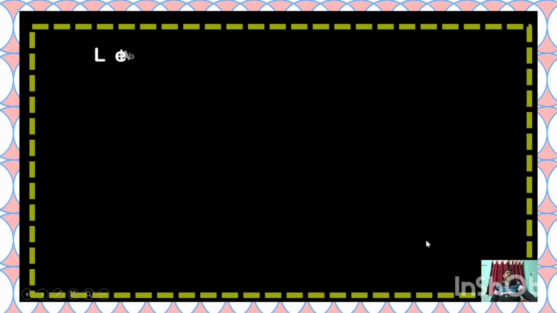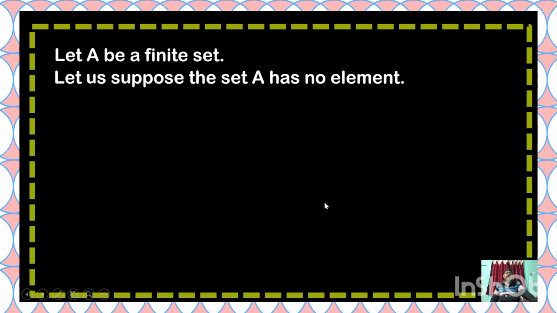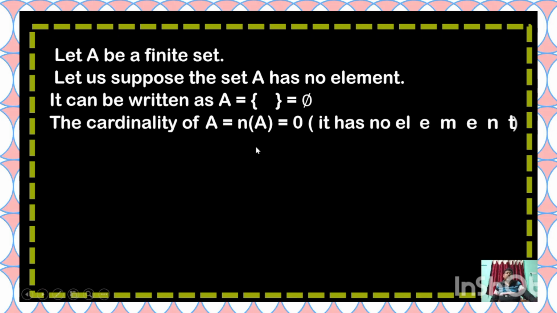Understand? So let A be a finite set. Let us suppose the set A has no element. It can be written as A is equal to the null set because of no element. Thus the cardinality of the set A, which is n of A, is 0 because of no element.